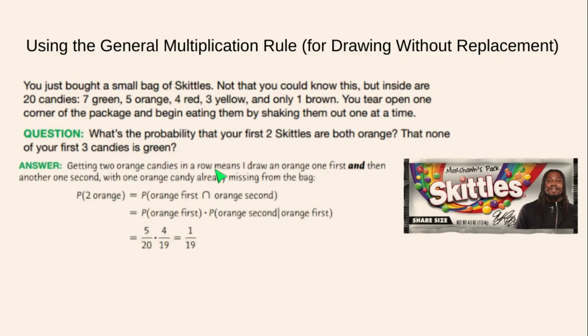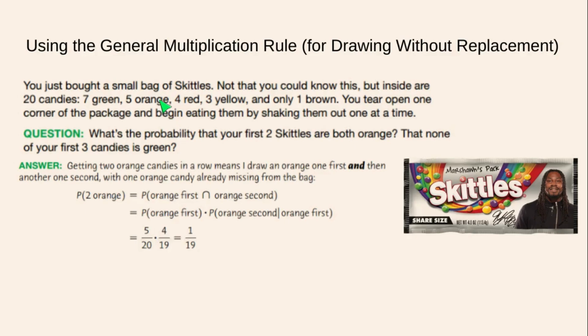So getting 2 orange candies means I draw an orange first and then another one second, and there's 1 orange candy missing from the bag. So probability of 2 orange means orange first and orange second. Remember, we are getting these out one at a time, okay? So probability of orange first times probability of orange second given orange first. Why do I need conditional probability here if I'm selecting 2 oranges? Because I've removed an orange, that changes the probability for the second orange.